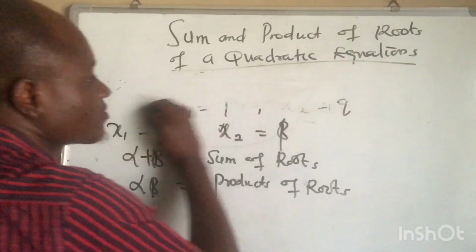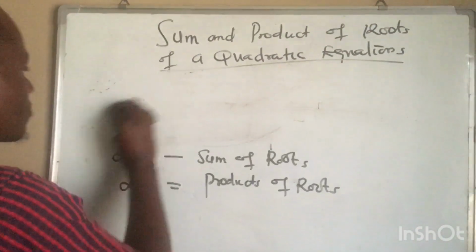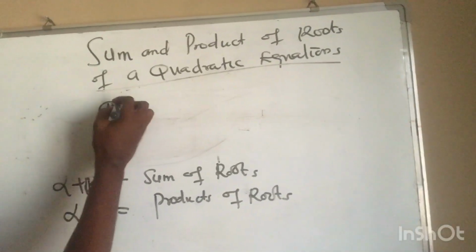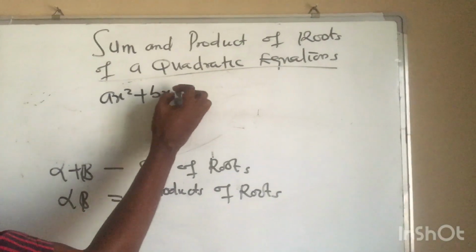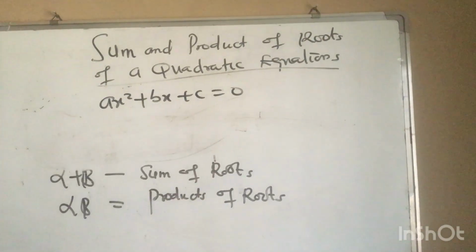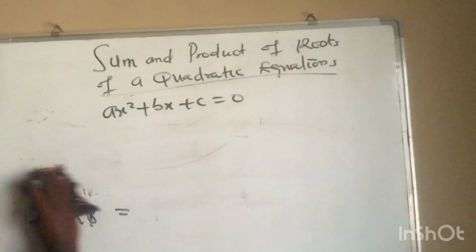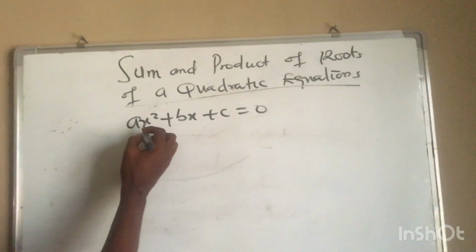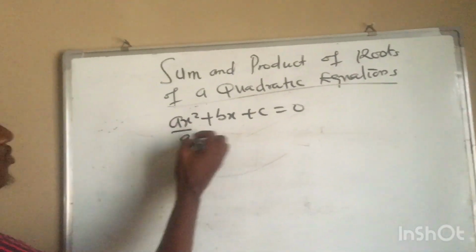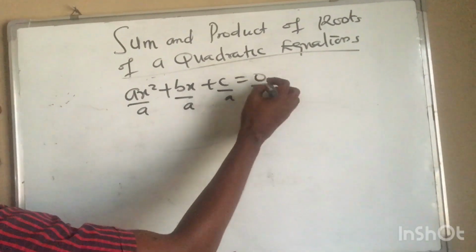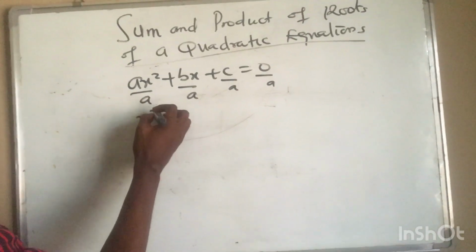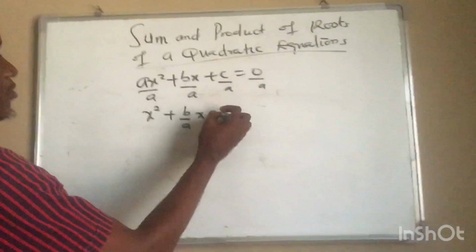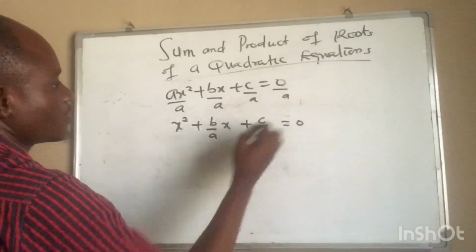Hope you are following. Don't forget, the other time I said our quadratic equation is ax squared plus bx plus c equals 0. So if I want to get the formula for the sum of the roots and the product of the roots, I divide through by a, and I have x squared plus b over a x plus c over a equals 0.